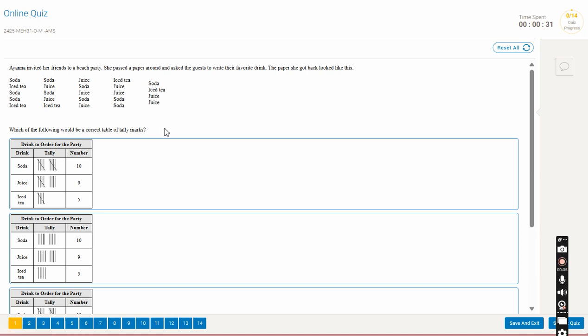So let's start. Ayana invited her friends to a beach party. She passed a paper around and asked the guests to write their favorite drink. The paper she got back looks like this. So now look at the answers. They're saying soda, juice and iced tea, right?